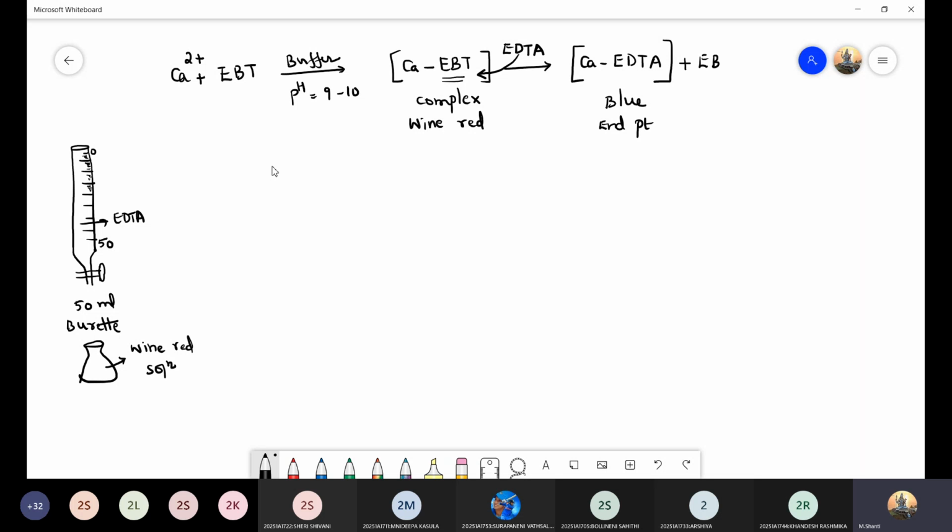And what is that blue color due to? The blue color is due to the presence of the free indicator. When will the indicator become free? Only when all the molecules of EBT in this complex are replaced by EDTA, and that gives you a free indicator which actually imparts blue color. And what is the color of this solution?